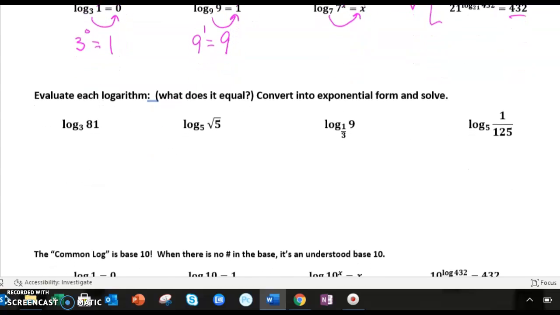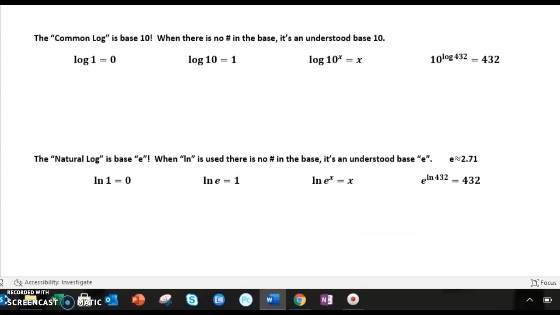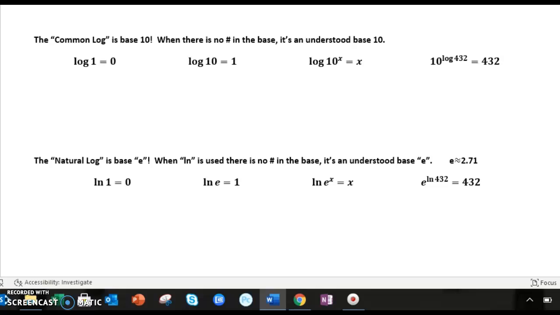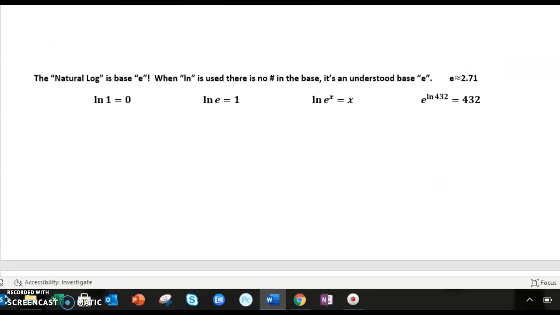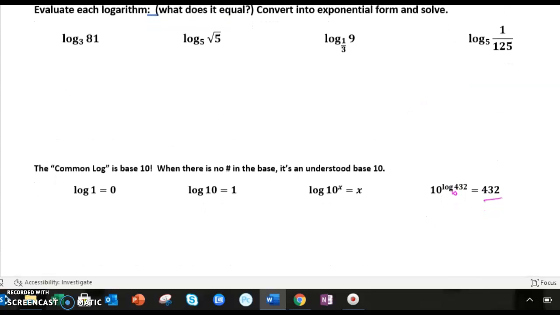So if we applied those rules down here, here's one right here: 10 to the log base 10 of 432 equals 432. Here's one with a natural log: e to the log base e of 432 equals 432. So just moving through those same rules.